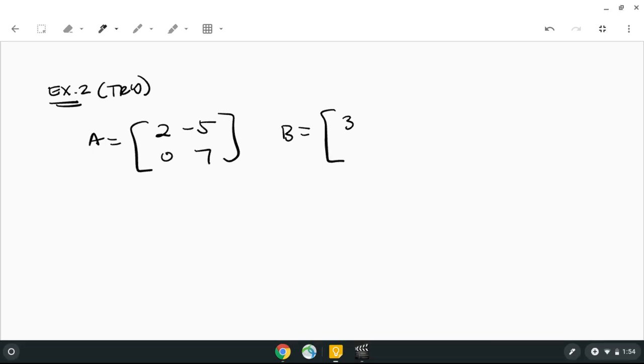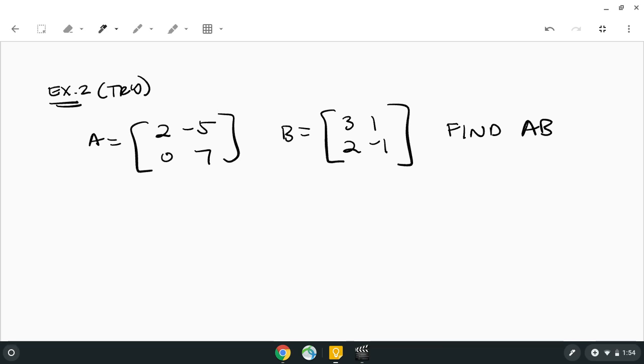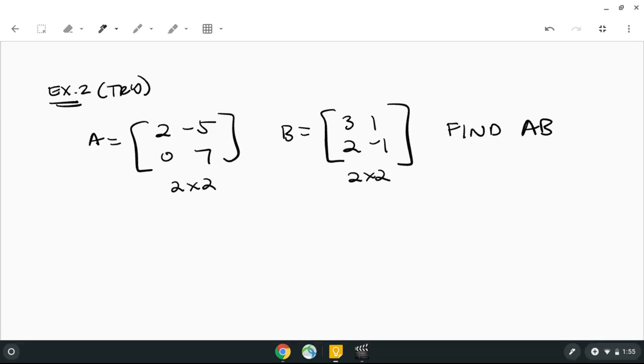Okay, find A times B. Okay, all right. So if you try to find A times B, here, let's kind of set it up together. So let's see if it's even possible. So this is a 2 by 2. This is a 2 by 2. These here match. Okay, these here match. So yes, we can do this multiplication.